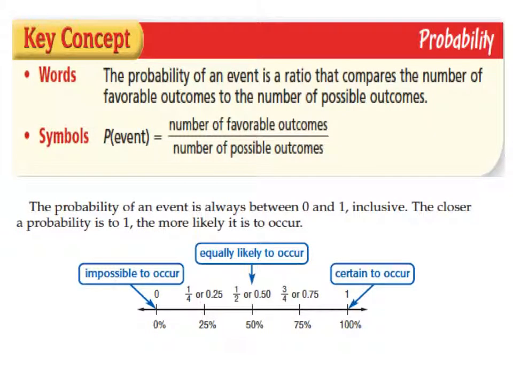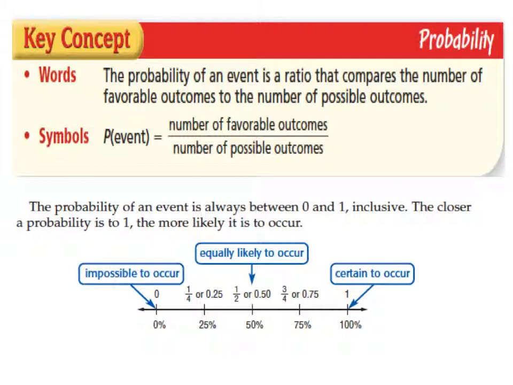The key concept for probability is the probability of an event is a ratio, a fraction, that compares the number of favorable outcomes to the number of possible outcomes. So we're not talking about what we don't like, we talk about what we do like, and we place that in the numerator. And the total of possible outcomes goes on the bottom, the denominator. As stated in the key concept, we put it in a ratio or a fraction.